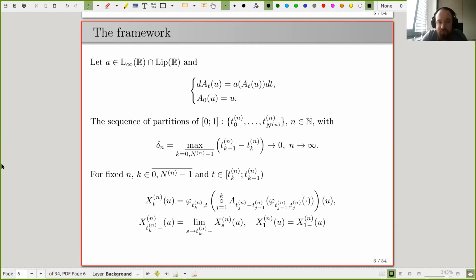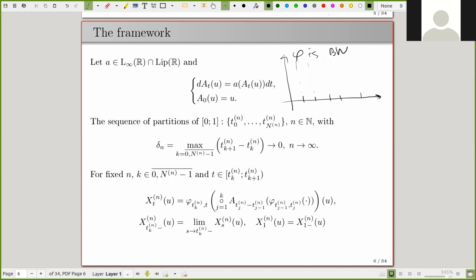The framework we are dealing with is as follows. We consider a bounded Lipschitz continuous function, consider the corresponding solution to the simple differential equation, and consider a sequence of partitions of the interval with the size of the partitions converging to 0. We define in a standard way our split version of X, where phi is the Brownian web. Essentially, we solve the ordinary differential equation, then add some action of the Brownian web and repeat it. So what we obtain are some pieces of Brownian motions with jumps.